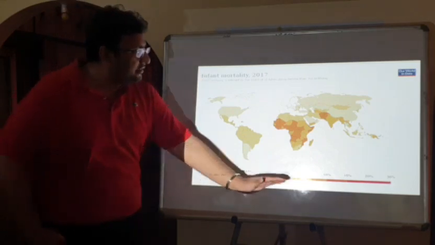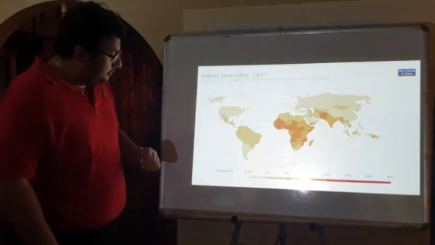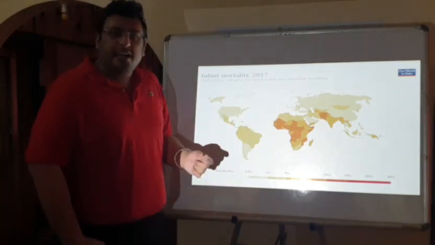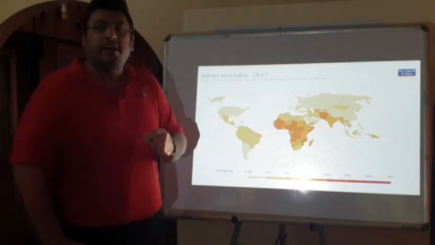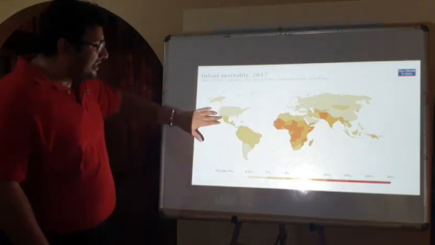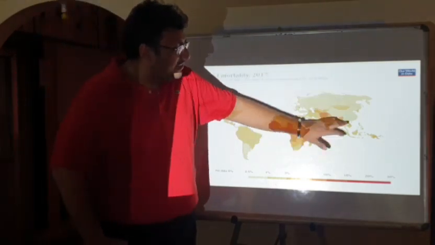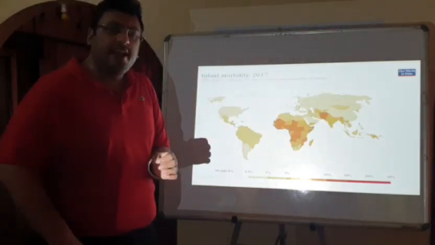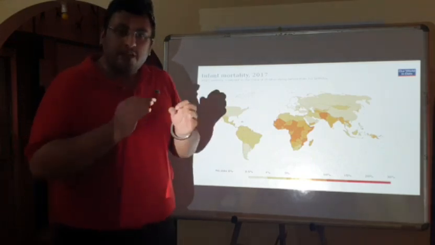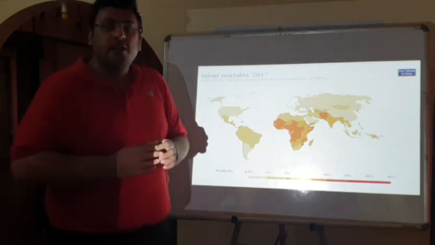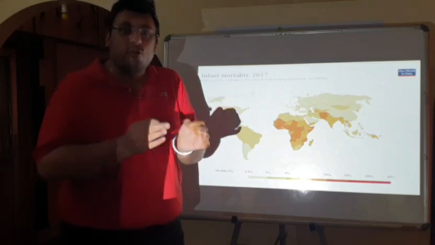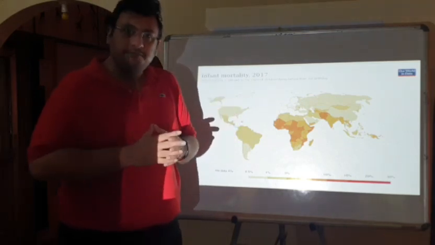See, in 2017, 0 to 5%, that means very less children died in America, in Canada, in Brazil, in Russian countries, in China. The infant mortality rate is very low. That means they have good hospitals, good medical facilities and good number of medications available.